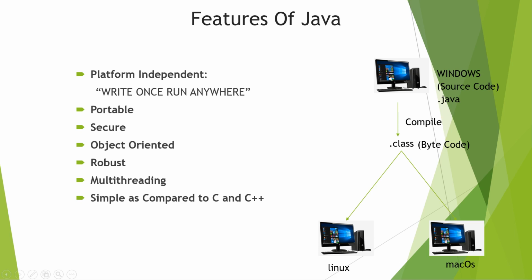These are all the features of Java: platform independent, portable, secure, object oriented, robust, multi-threading, and simple as compared to C++. Now we will see why Java is a secure language.